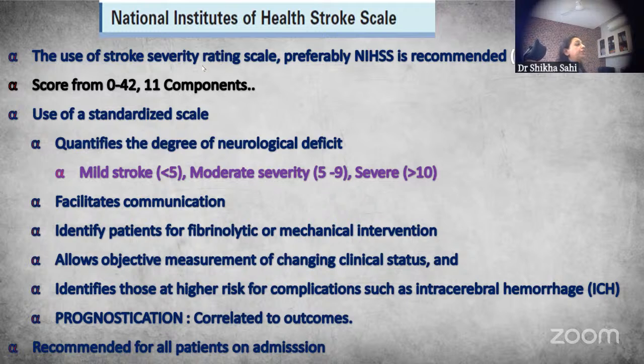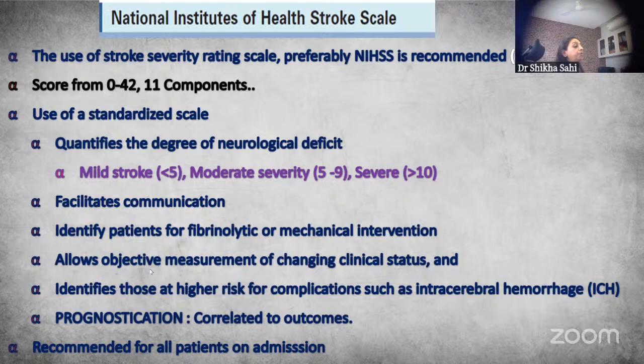So this is the NIHSS score. Basically, the score is from 0 to 42. So it quantifies, why it is important is we are able to quantify the stroke, whether it is mild, moderate, and severe. There is no particular cutoff, but this is the usual cutoffs which are used. This facilitates communication. It is used to identify patients for fibrinolytic or mechanical interventions.